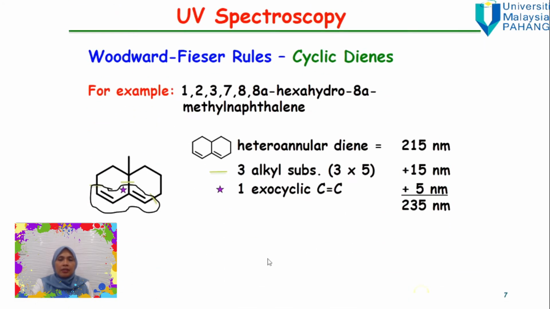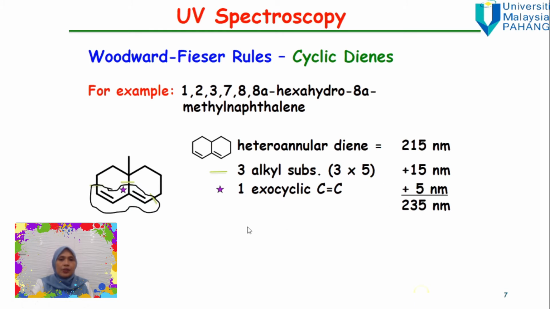Let's see the example. If the given structure is like this, how do we start? We have to find the base first. This is heteroannular, because it is between two rings, so the base is 215, as we know just now. And then based on this shape, you see where the cross lines are. This is a cross, this is a cross, this is a cross. So they have three crosses, and three crosses represent three alkyl groups. 3 alkyl times 5 becomes 15.